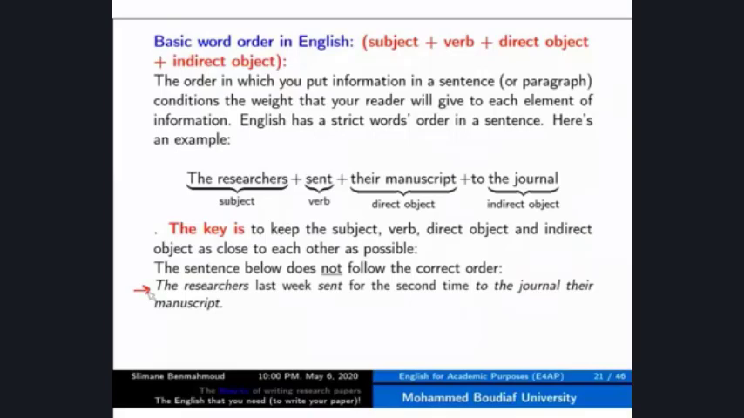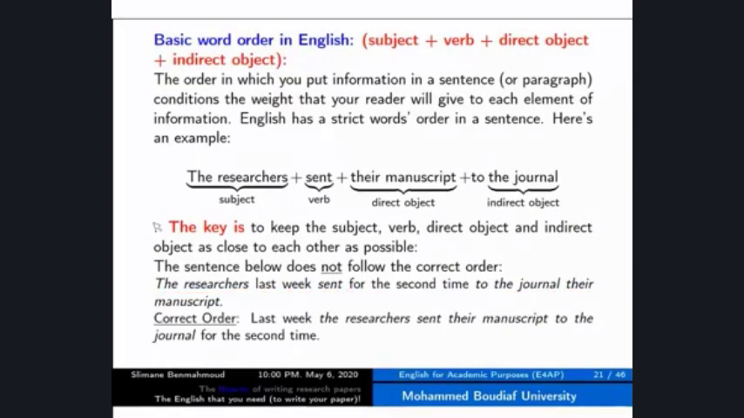If we analyze this sentence, we can see that there is a break-up between the subject and the verb, and there is also a break-up between the verb and its direct object, which is their manuscript. This is a whole break-up. So we are not following the key rule here, which is to keep those elements of the sentence as close to each other as possible.